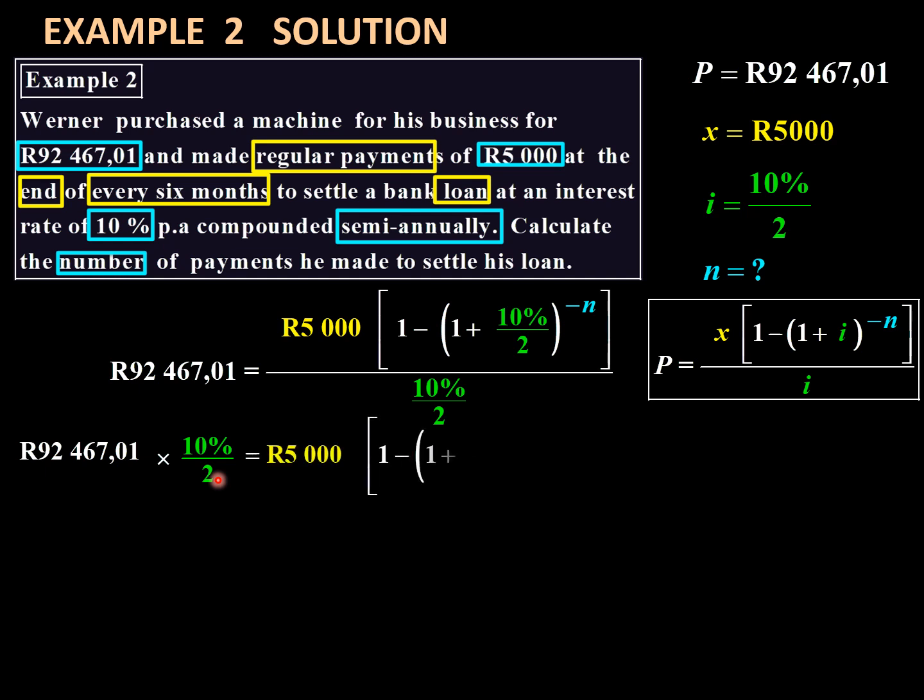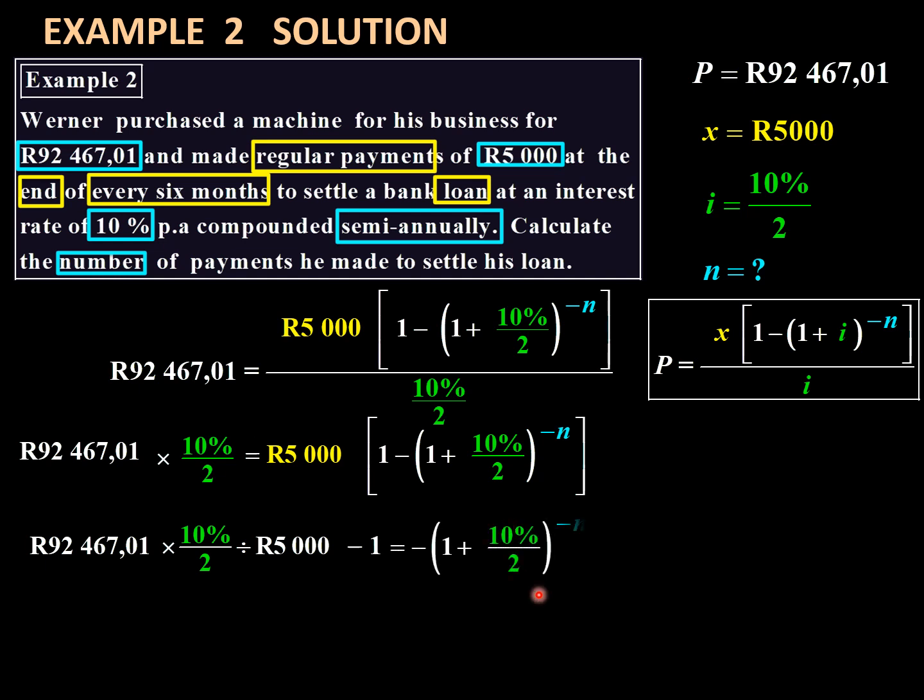So then we have the numerator still left. Now we have to transpose the 5,000 Rand. We have to transpose that 1. There's a negative that we have to make provision for. And then we have this base, 1 plus 10% over 2. So what do we get rid of first? That's right. Let's transpose the 5,000. Now we can bring over the 1, that becomes a negative 1, which leaves me with a negative.